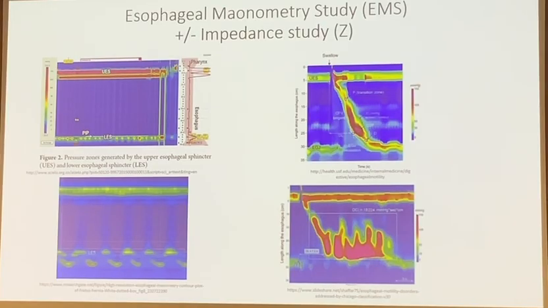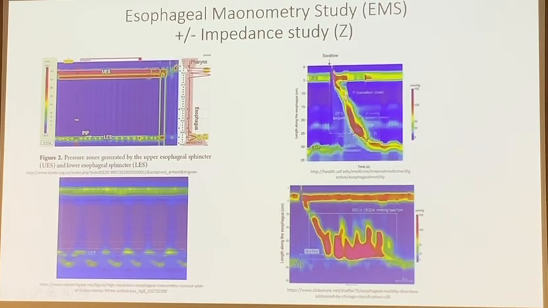There are other manometries: anorectal manometry, gastroduodenal manometry, colon manometry, sphincter of Oddi manometry. But the most used one is esophageal manometry. The main indication for doing the test is dysphagia. The other indications could include refractory gastroesophageal reflux disease. Also, you may do it in chest pain.